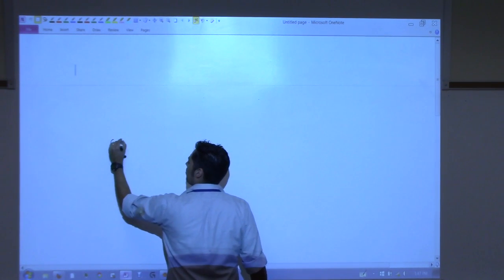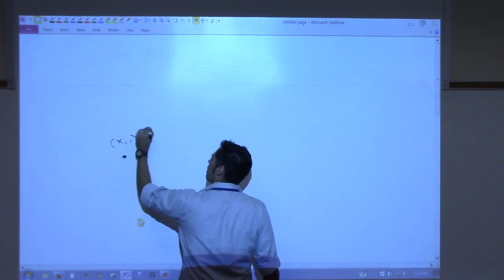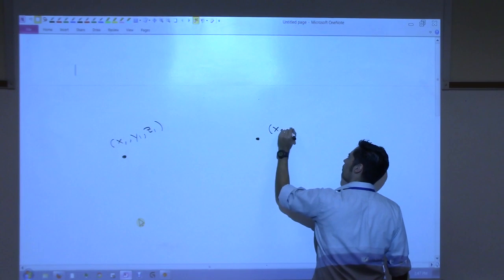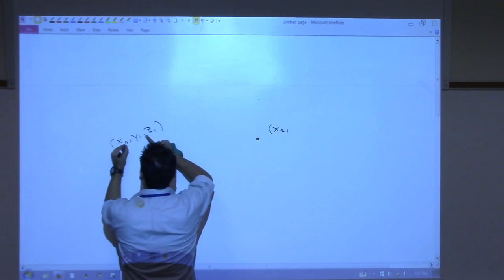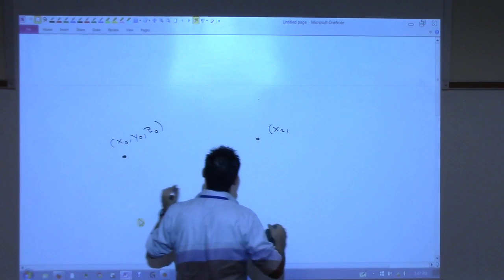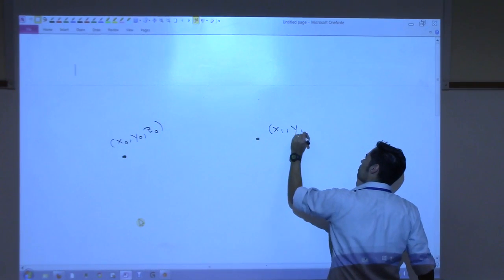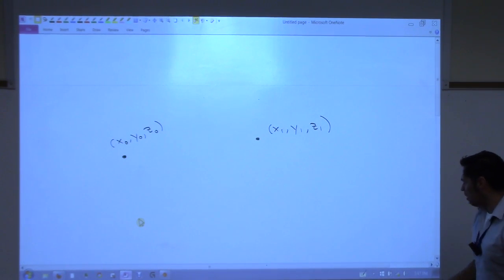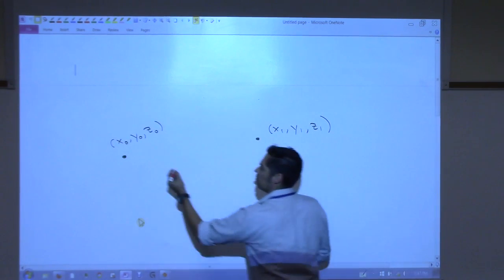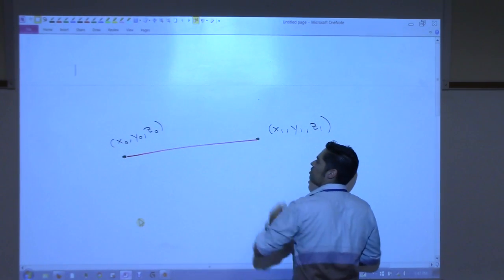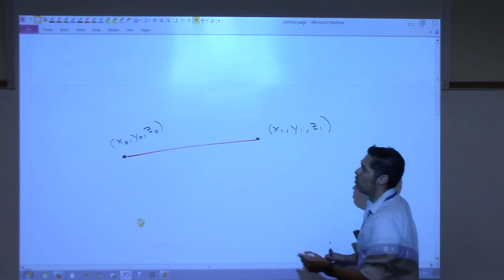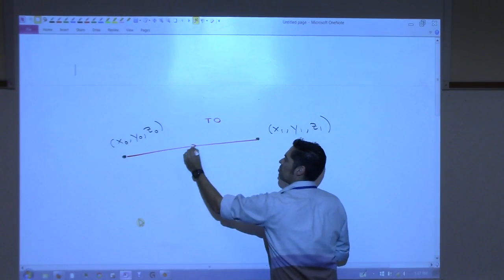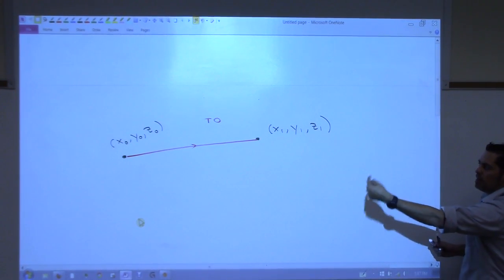Someone gives me 2 points on a line. Let's make it three-dimensional. Here's a point, and here's a point. We've been using x naught, y naught, z naught. So there's one point in three-dimensional space. Here's another point in three-dimensional space. 2 points. I want to draw just the line segment between these two. So don't draw me the whole line, just draw those. I want you to draw it from this point to this point, like there's a direction, from the point on the left to the point on the right.